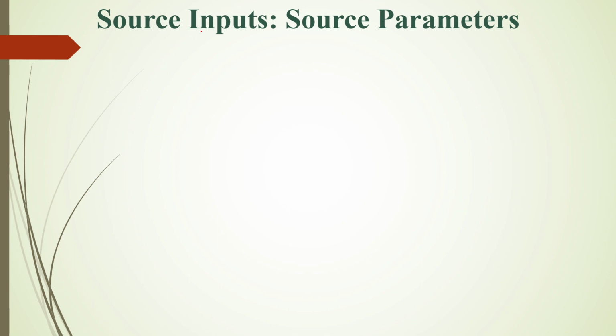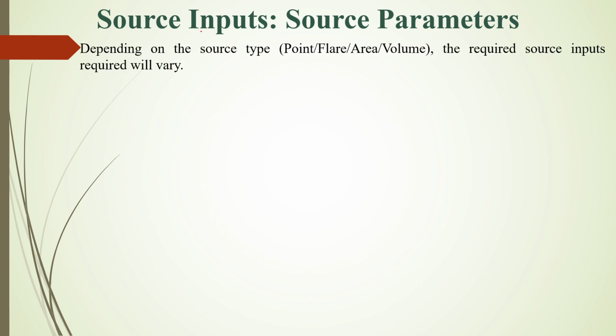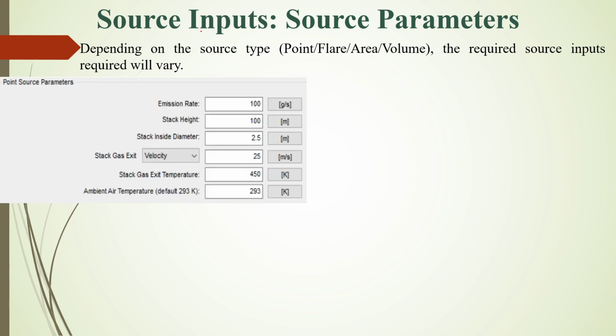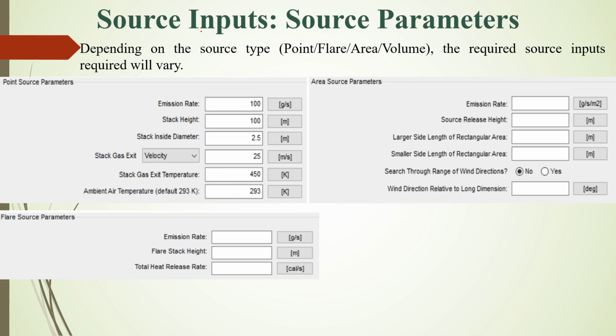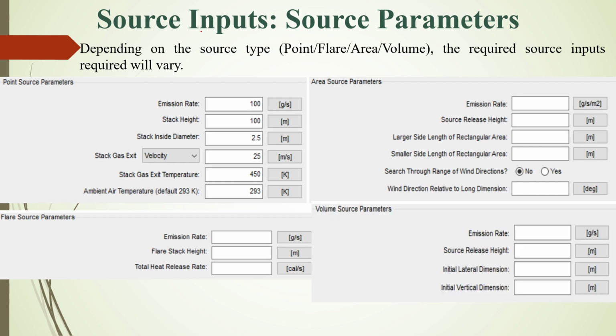Now source parameters. Depending on the source type, the source parameters will vary. So this is the source parameter of point sources, this is flare sources, area sources and volume source parameters.